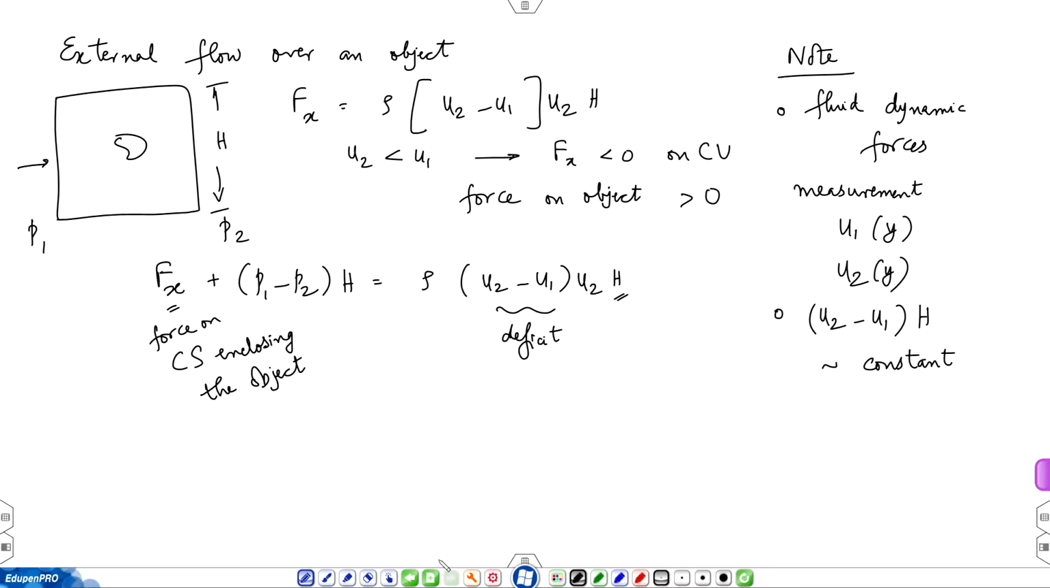If u2 is greater than u1, u2 minus u1 is positive. So, force acting on the control volume is positive, force acting on the object is negative, and therefore, the force required to hold the object in place is positive. So, if u2 is greater than u1, then you have a situation where flow is drawn into the control volume, and this elongated shape is I am just anticipating the use of a propeller which draws air into the control volume and reverses the direction of force.